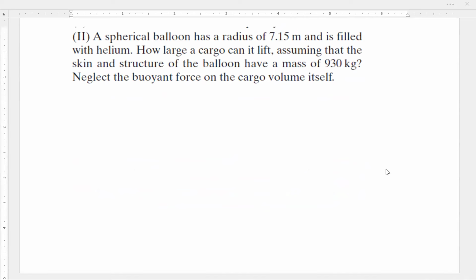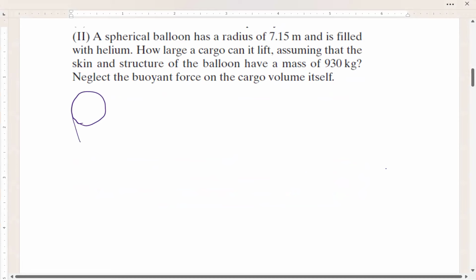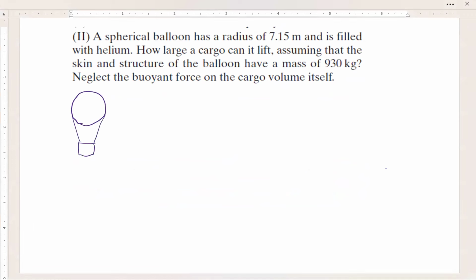The spherical balloon has a radius of 7.15 meters and is filled with helium. And we want to lift the cargo, assuming that the skin and structure of the balloon have a mass of 930 kilograms. Neglect the buoyant force on the cargo volume itself. So what I've got here is a helium balloon, and it's got a box, and I've got stuff inside the box. I want to know how much stuff can I put in the box to have it just lift. Not lift at an acceleration, but just lift.